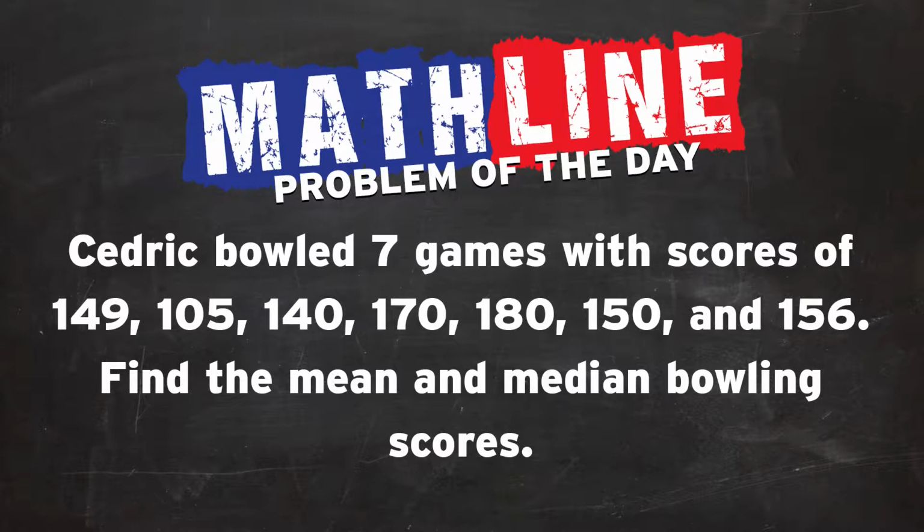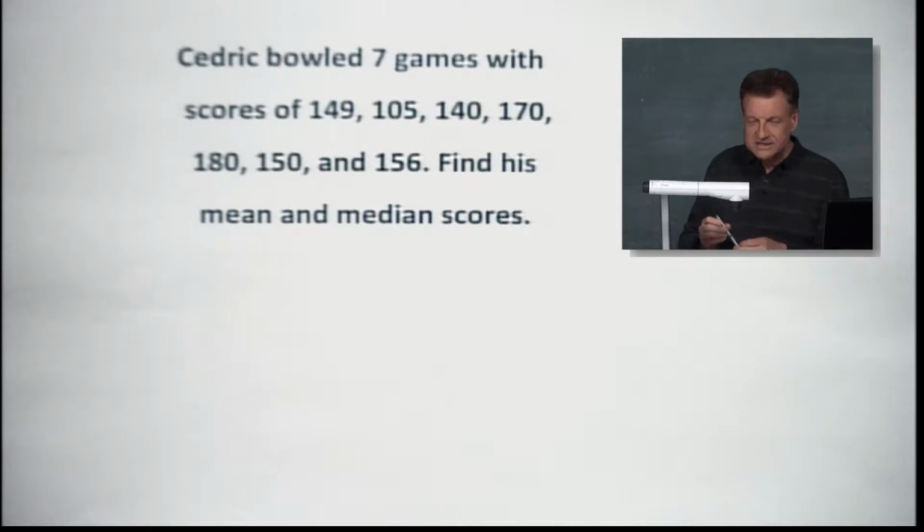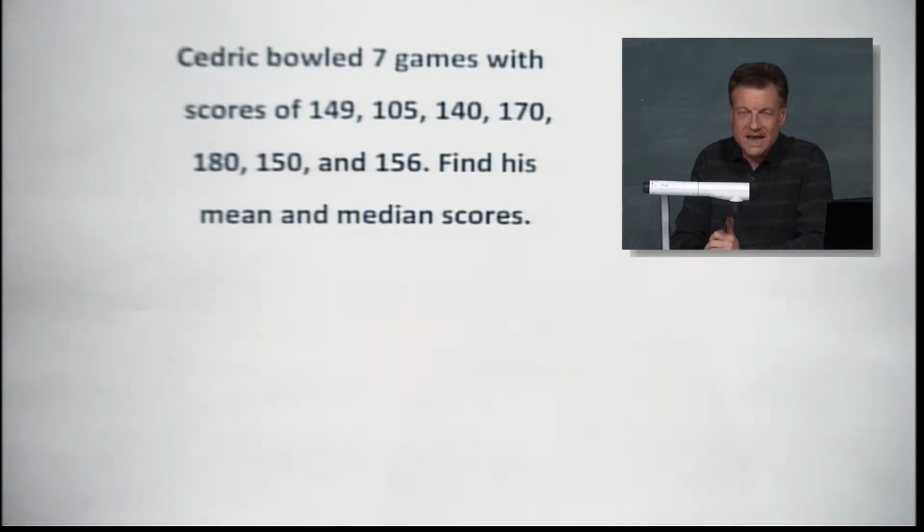But let's take a look at this. We got 149, 105, 140, 170, 180, 150, and 156. We are going to be looking for the mean and the median bowling scores of these. This kind of sounds like some things that Nate would ask us when he'd come in with a lot of these mean and median type problems. And this is where we are. But let's talk about bowling scores in the same way.